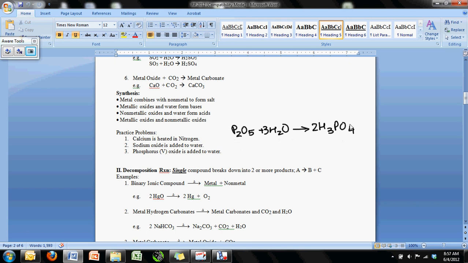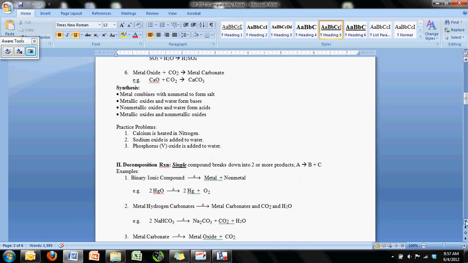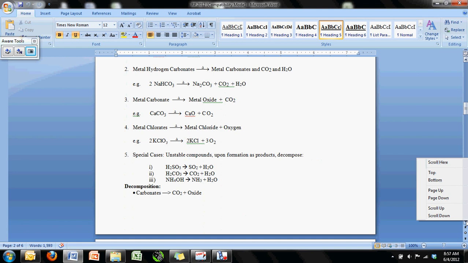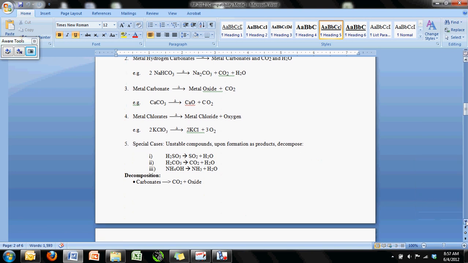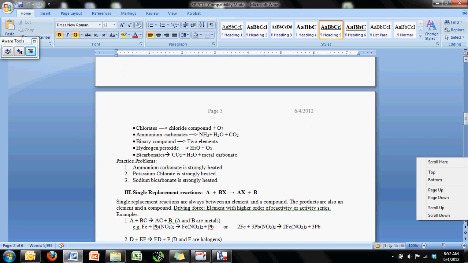Now when you write net ionic, it will be this. You will not be dissociating phosphoric acid because it's a weak acid. So that was some samples of combination or synthesis reactions. Now let's go to decomposition reactions and write the net ionic equations for some of them.